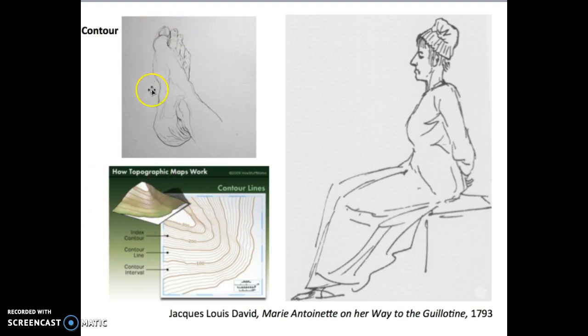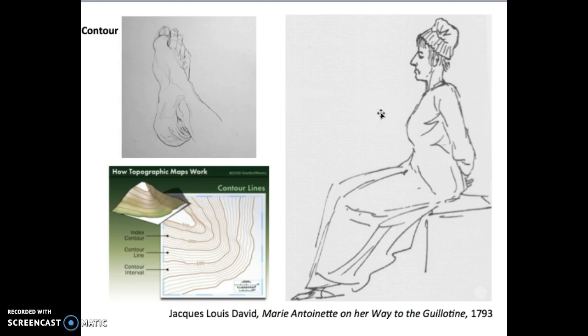In this sketch of a foot, we're looking at these lines which appear to indicate the shift in dimension of this foot. So this part of the foot is up closer to our visual space than this portion of the foot, than the bottom of the foot.